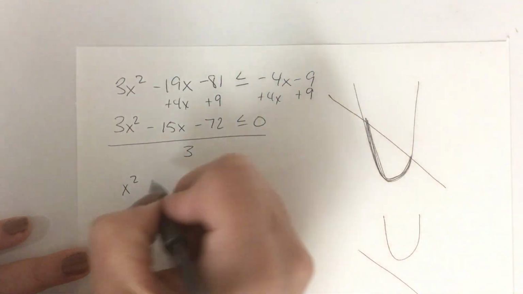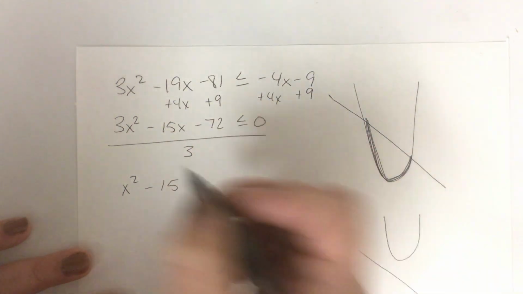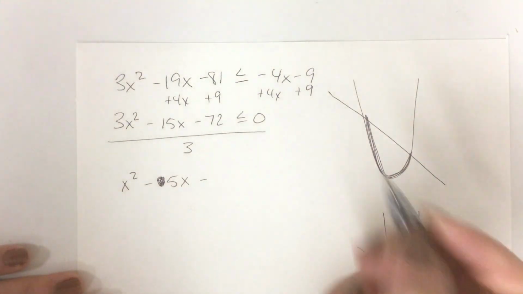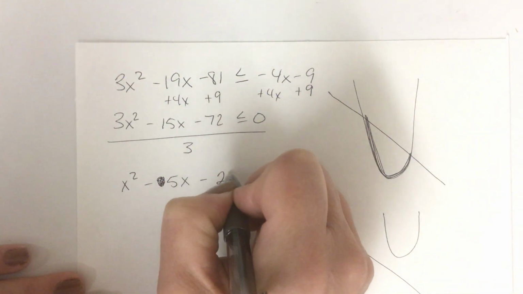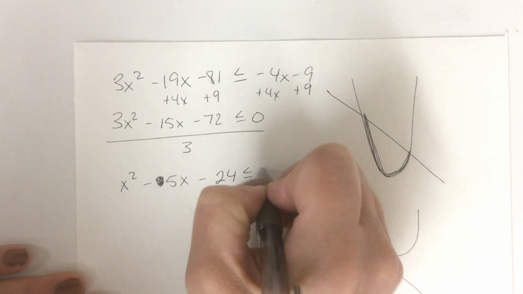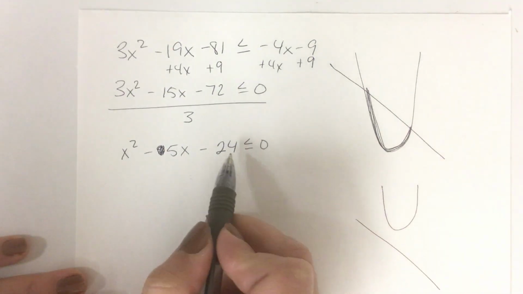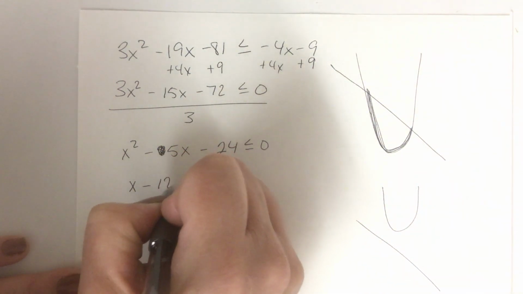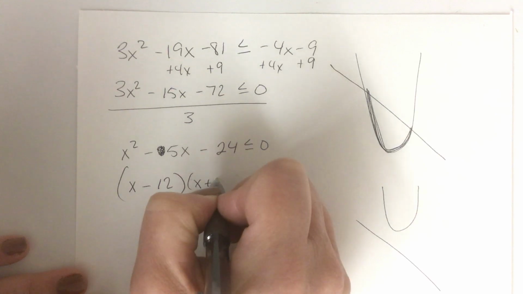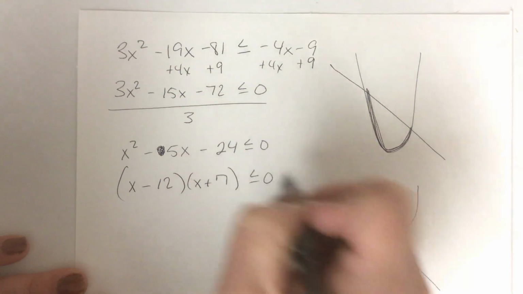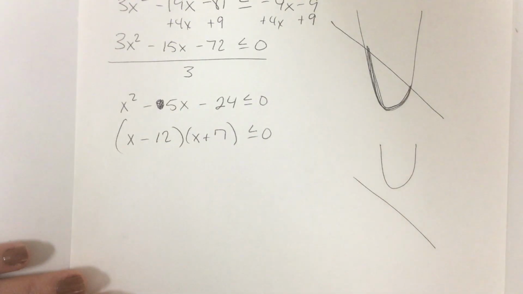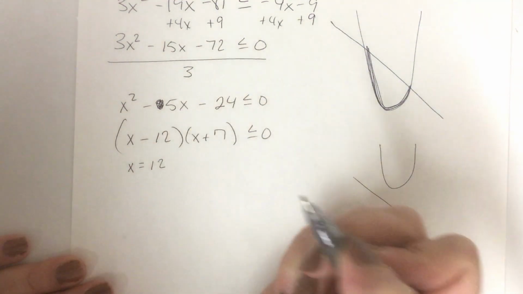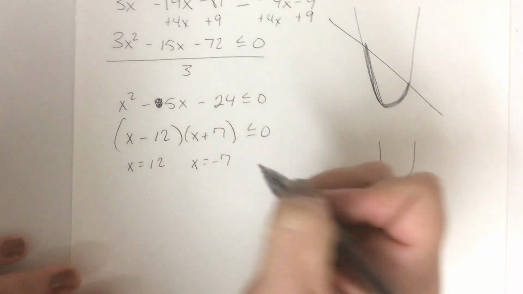So this makes it easier to factor. If you're going to use the quadratic formula, it really doesn't matter. You can just use the numbers the way they are. So minus 5x, and that is what? Minus 24, less than or equal to 0. So I need numbers that multiply to 24 and subtract to 5. So that's x minus 12 and x plus 7. Again, if you want to do the quadratic formula, that's okay. So I'm going to say that my answer is x equals 12 and x equals negative 7.